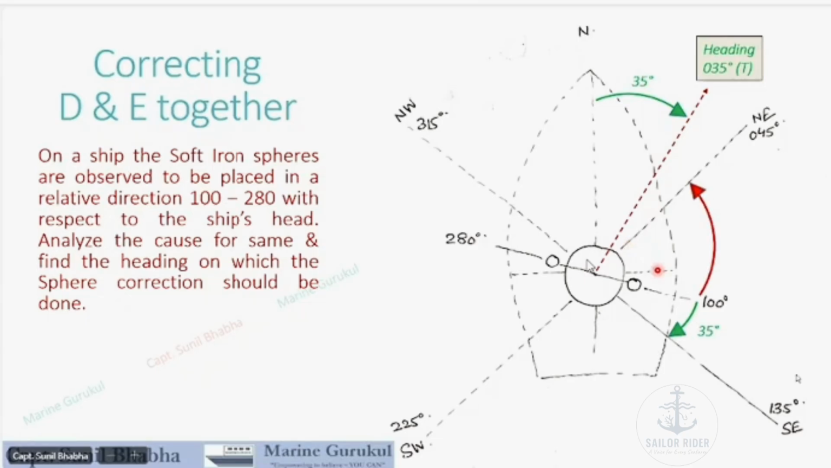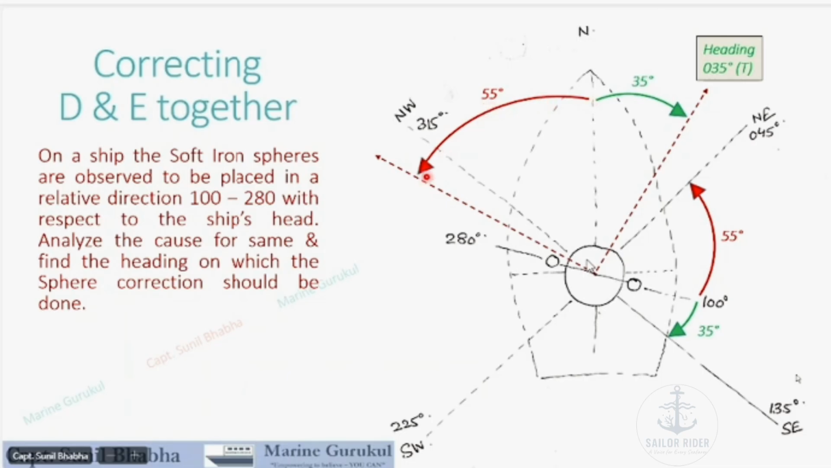Now for doing that, the sphere has to be turned anti-clockwise by an angle of 55 degrees. Northeast direction represents 045. The sphere is at a direction of 100. So it has to be turned anti-clockwise by 55 degrees. This basically means that the ship needs to swing to port. Let me show you with an arrow. You can see this red color arrow showing that the ship needs to swing in the port direction by an angle of 55 degrees.